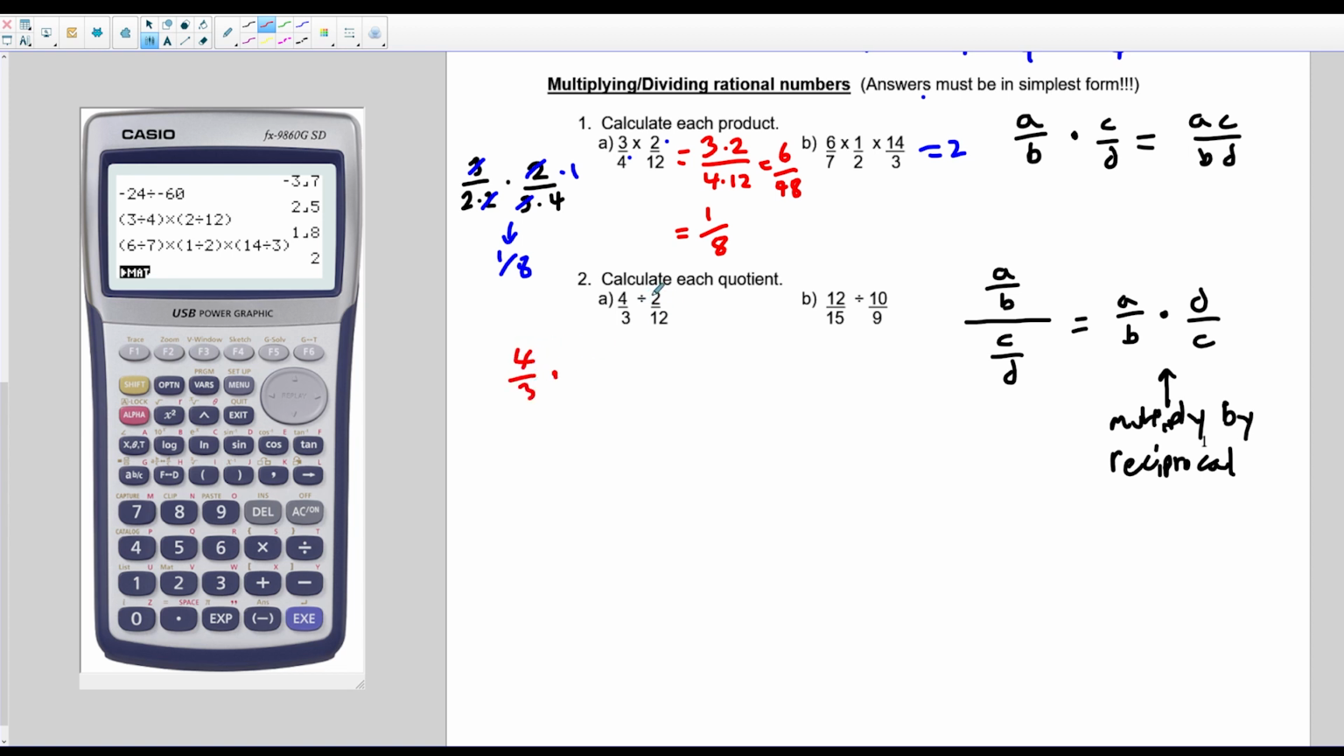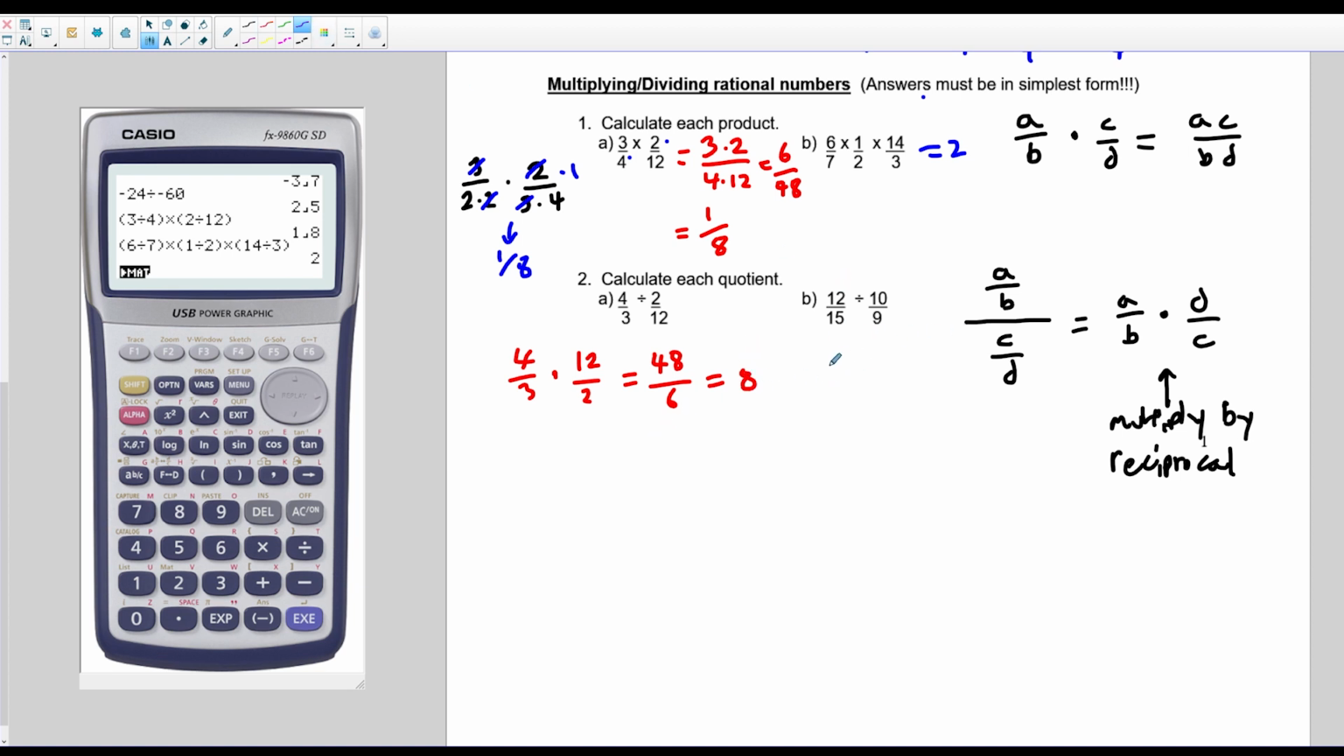We're going to multiply by the reciprocal of this second rational, and that 2 over 12 now becomes 12 over 2. And we can see that we've got 4 over 3 times 12 over 2, a couple different ways we can do this. We've got 48 over 6, and 48 divided by 6 just gives us 8.